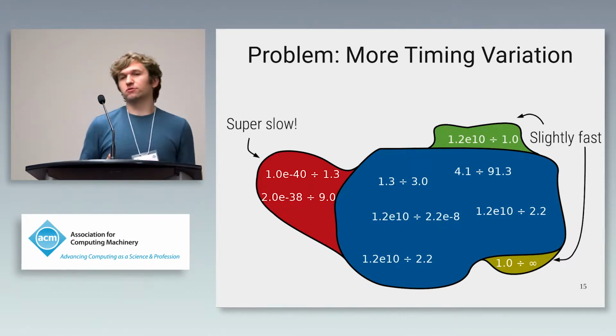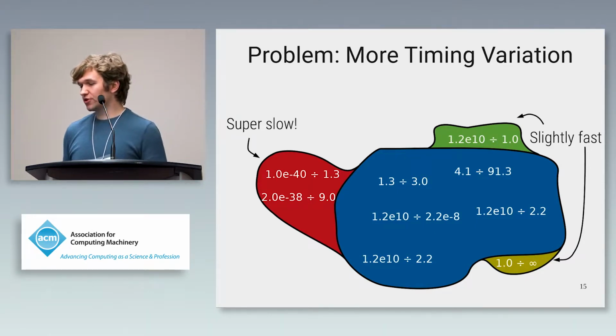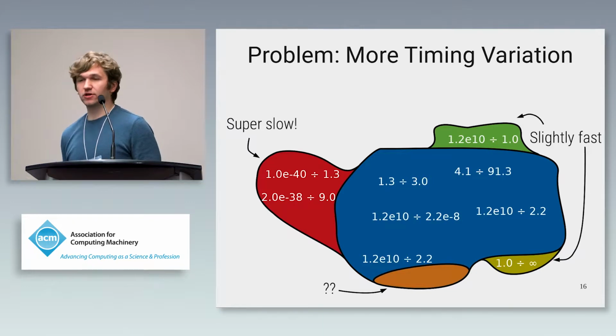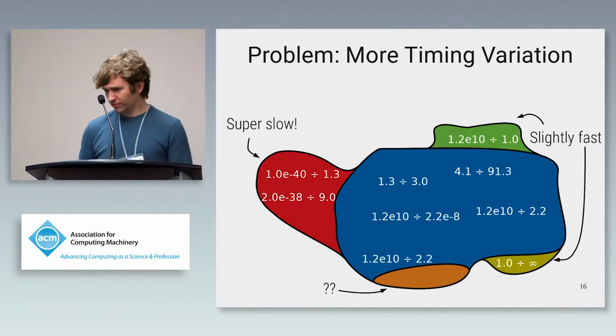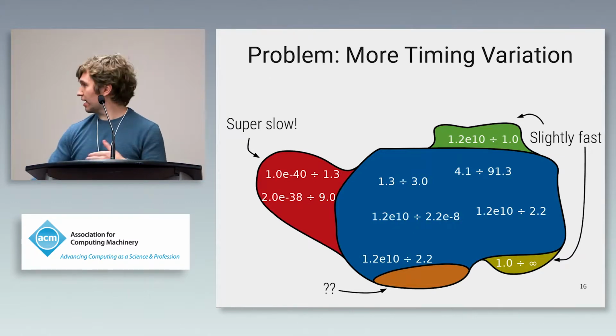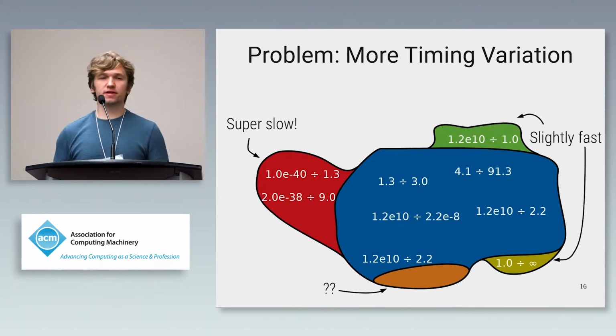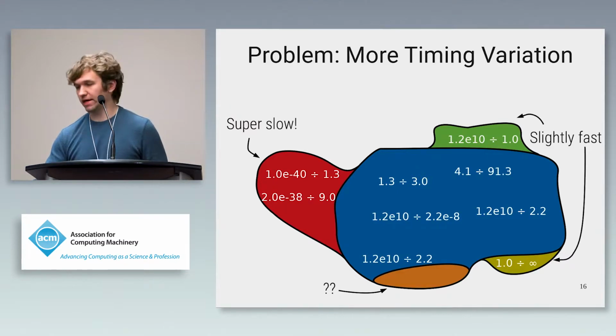And this also poses the question of, well, could there be additional timing channels? Could there be something we haven't discovered? Based off of these observations, we can start to think of what an ideal solution would be.